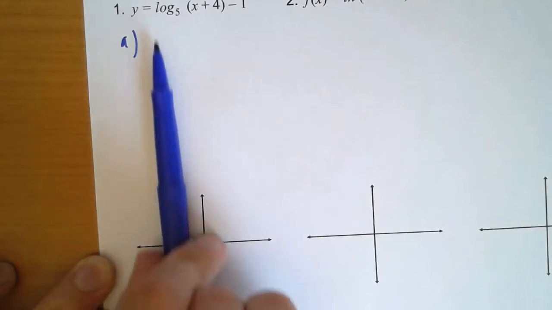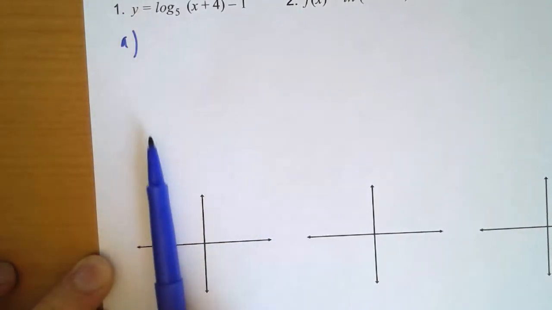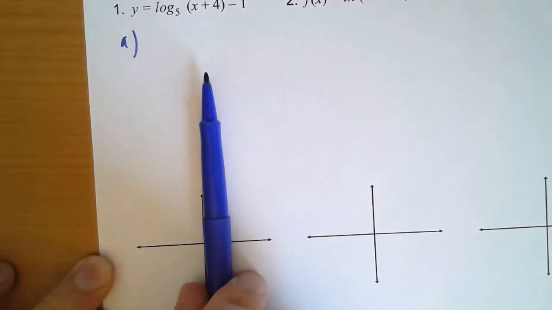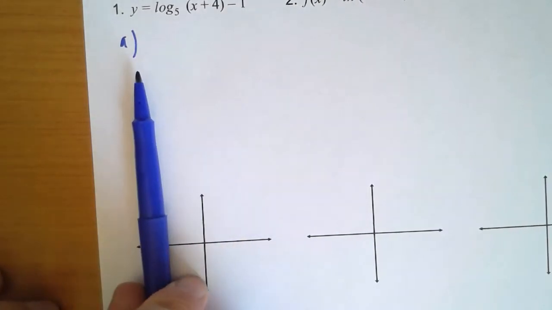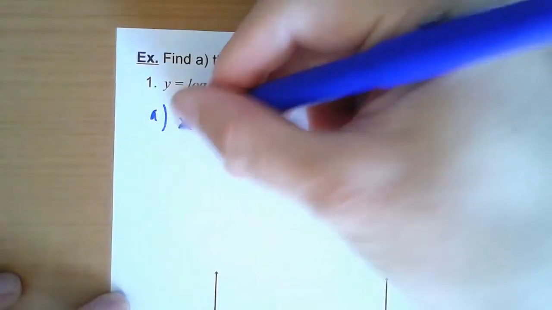Well, making a vertical line go up and down doesn't change it. It's just the fact that we went left 4. So if you're at x equals 0, left 4, now you're going to be at x equals negative 4.